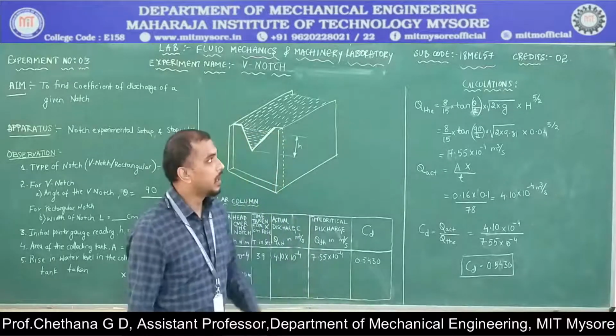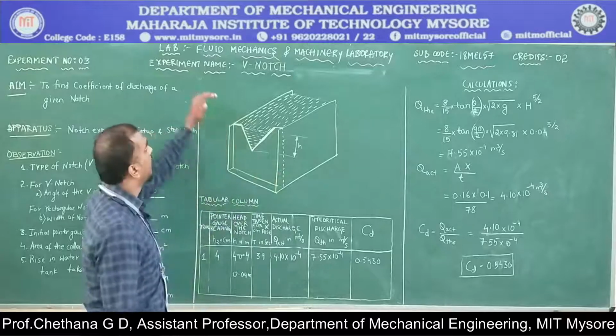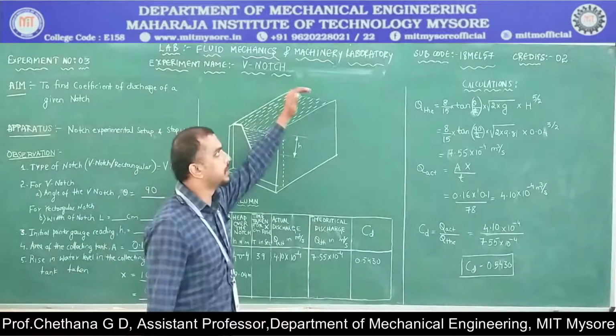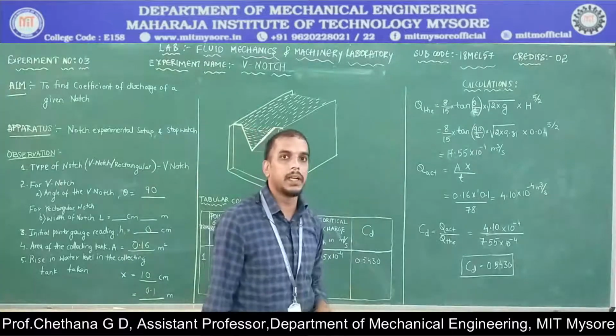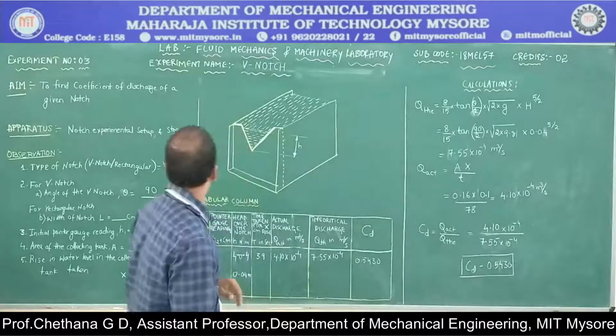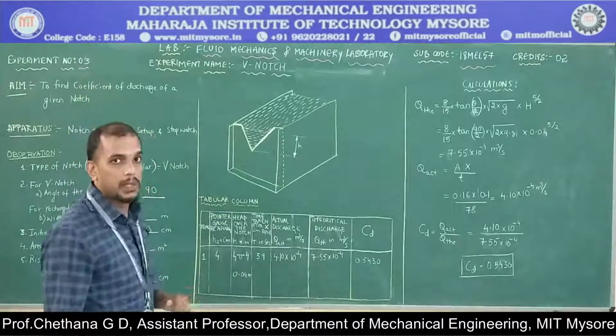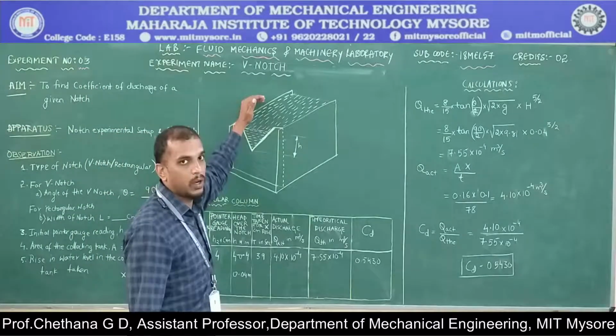Today we are discussing one of the experiments of the Fluid Mechanics and Machinery Laboratory. Subject code is 18MEL57 and credits is 2. We are looking at experiment number 3, that is the V notch.